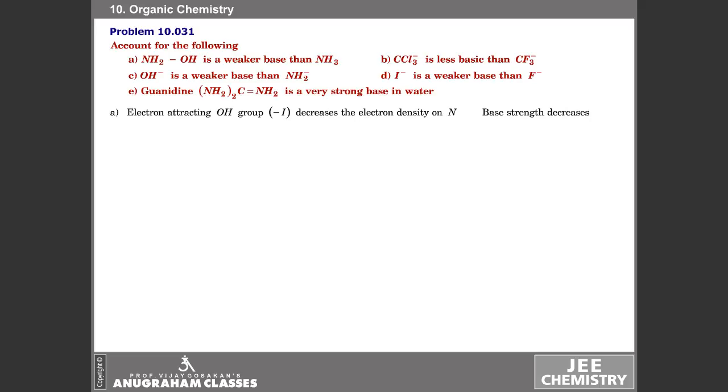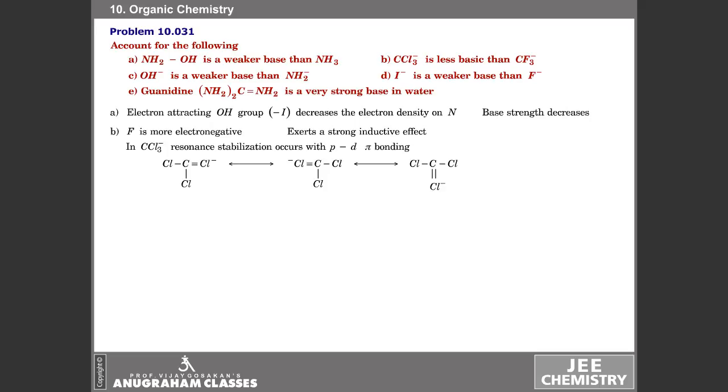In the second set, we are given CCl3 minus and CF3 minus. Both are anions and both are stabilized. But we would expect CF3 minus to be more stabilized because fluorine is more electronegative. It exerts a strong inductive effect. So the charge dispersal should be greater in CF3 minus. But we actually find CCl3 minus is a weaker base. That is, CCl3 minus is more stabilized than CF3 minus.